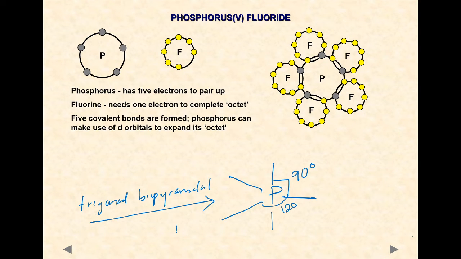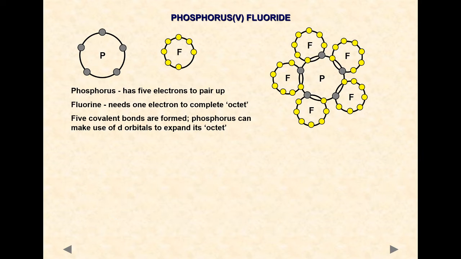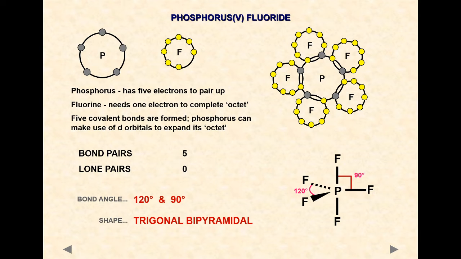So bond angle is 120 and 90 degrees. Because you have this trigonal planar like this, it's 90 degrees from this linear. So more or less, when you're looking at it in the angle, it will look like this. So this is a trigonal. In most cases, it will look like that. So a trigonal bipyramidal with 120 and 90 degrees bond angle.